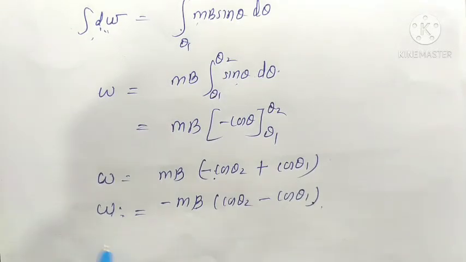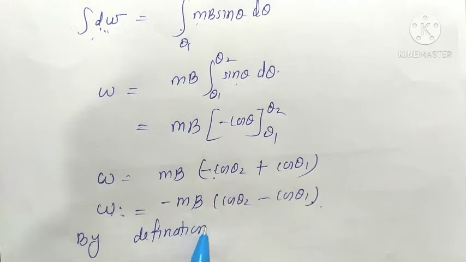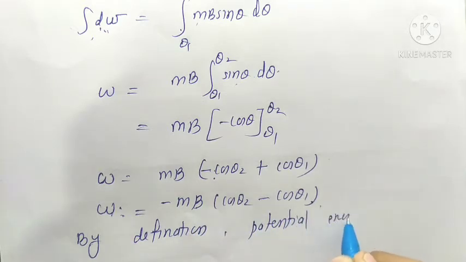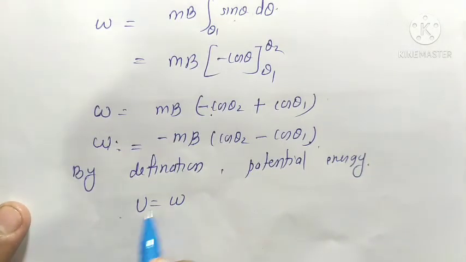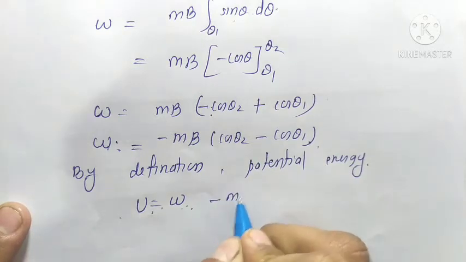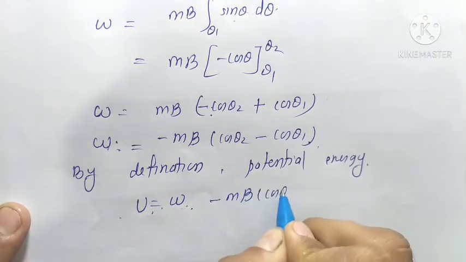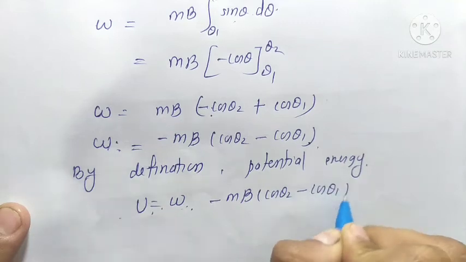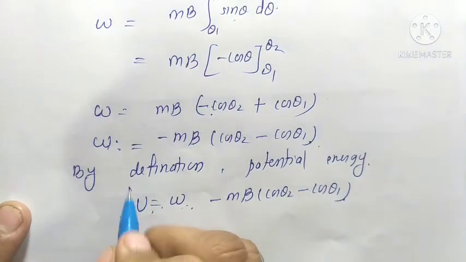But by the definition of potential energy, we already know that potential energy is equal to work done. Work done is stored in the form of potential energy here. So work done is equal to potential energy, which is minus mB (cos theta 2 minus cos theta 1). Okay, so this is the value.